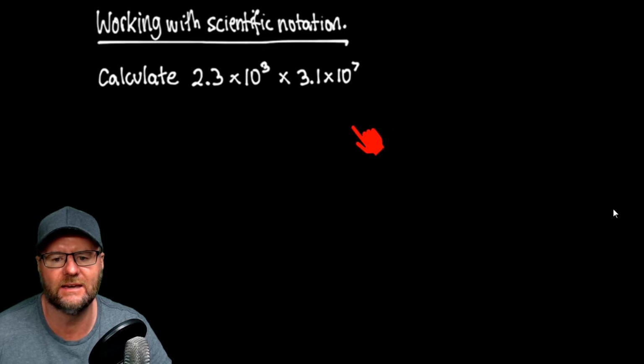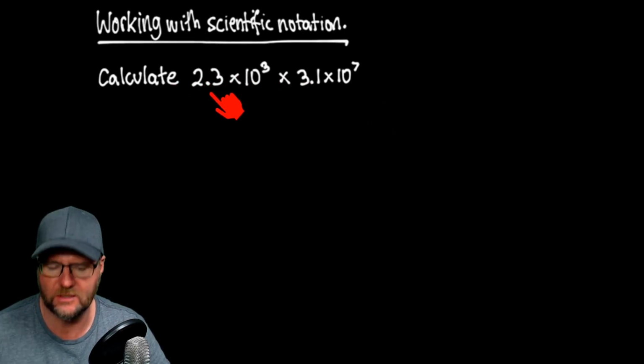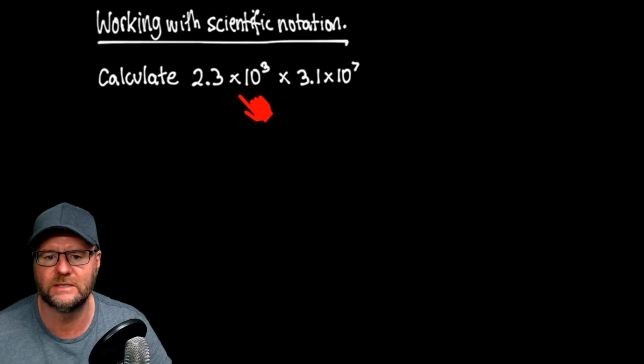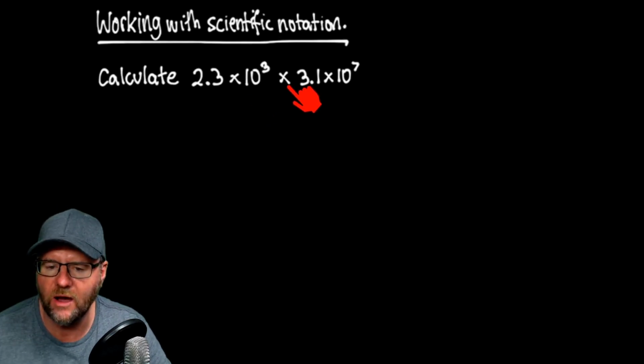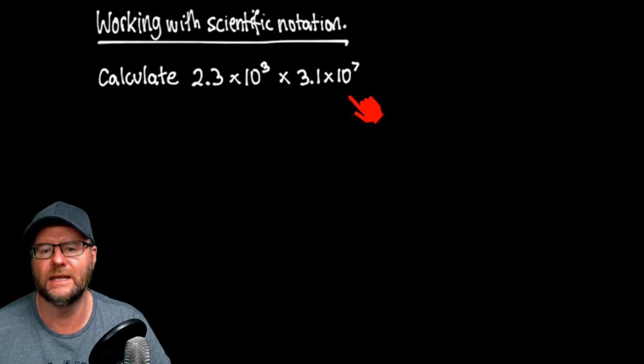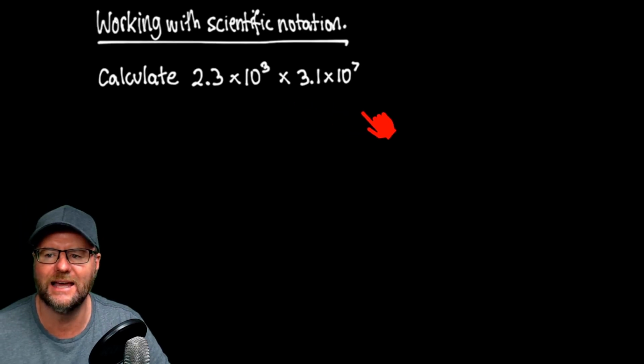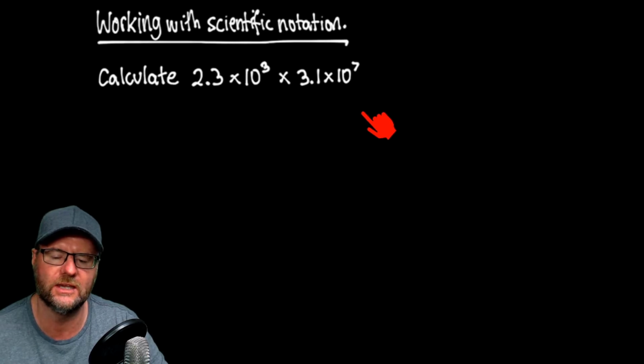What if you were asked to calculate this? Now you'll see these two numbers are both written in scientific notation: 2.3 times 10 to the 3 times 3.1 times 10 to the 7. So I've got a scientific notation number here and another one here, and I'm multiplying the two of them together. So here's a little trick, a little key to what's going on here.